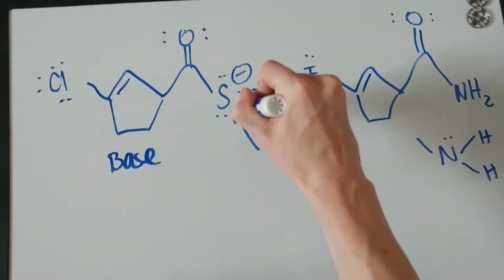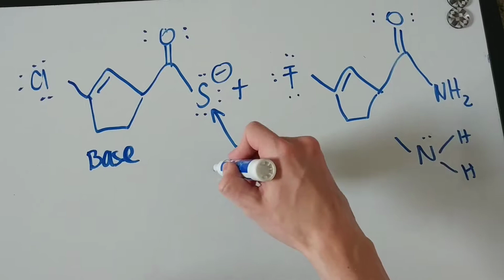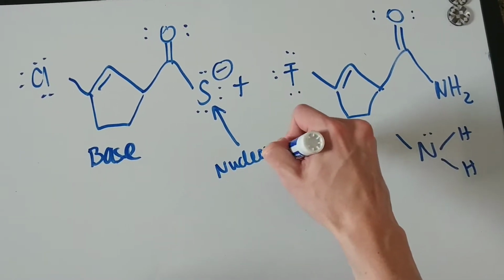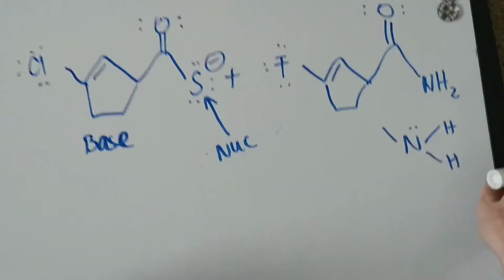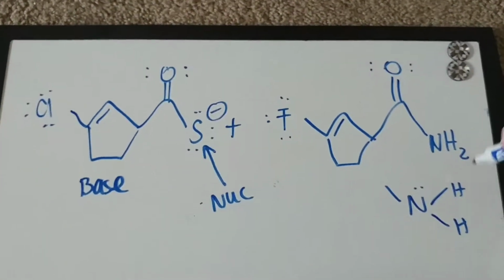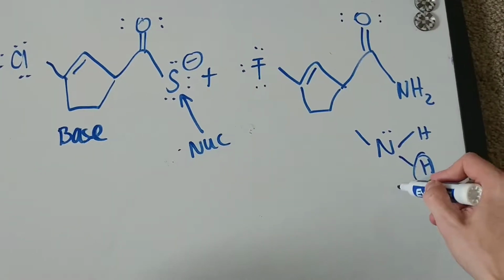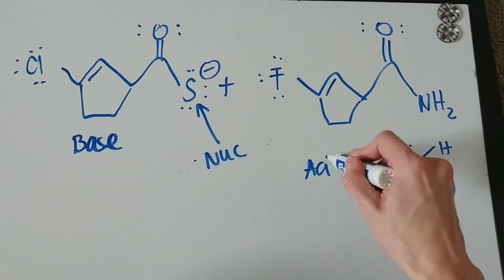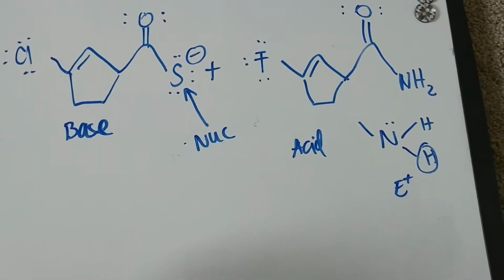And then this atom here would be the nucleophilic site. And then over here, we're going to take one of these protons. So this is the acid. And then this would be the electrophilic site.